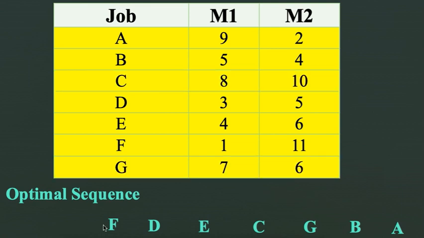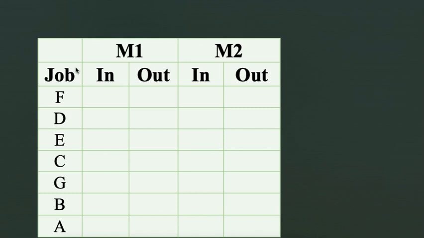So this is the optimal sequence of the jobs on both the machines, M1 and M2, that is F, D, E, C, G, B and A. So this is the optimal sequence for scheduling the jobs. Whatever we have found out here is the optimal job sequence, so we are going to put the jobs in that sequence only: F, D, E, C, G, B and A, right?